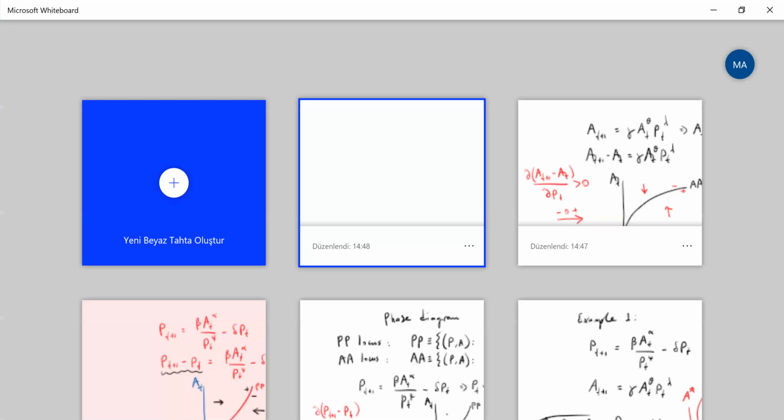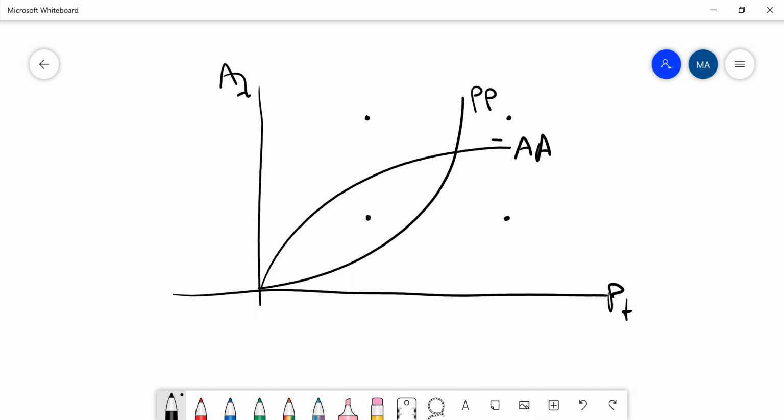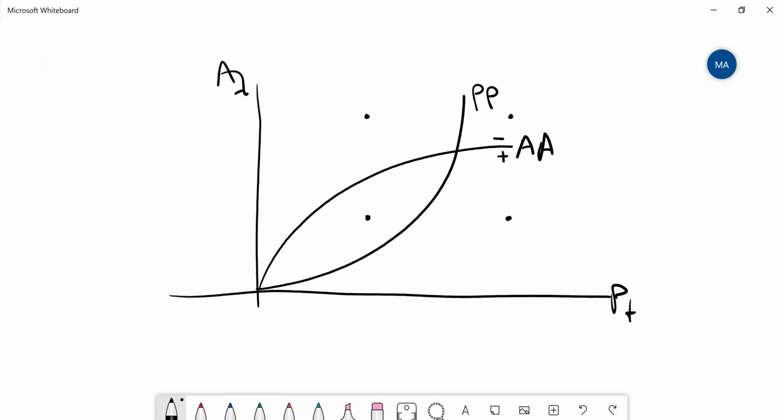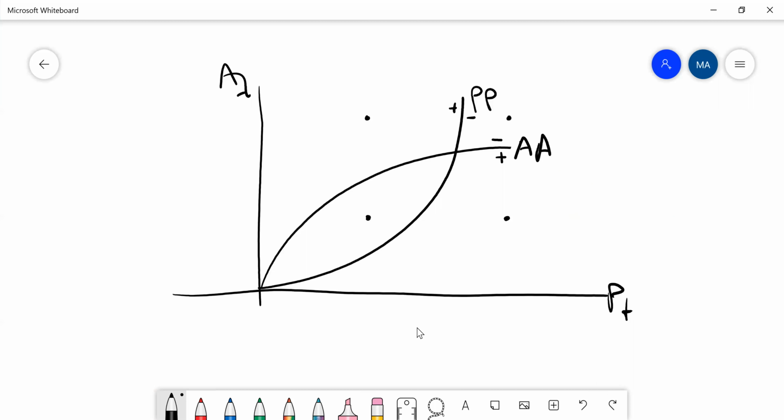So for A, it will be minus positive, and for P, it will be positive negative. All right. So above the PP line, P should be increasing. Okay. And below the PP line, P should be decreasing. Now, above the AA curve, A should be decreasing. Okay. And below the AA curve, A should be increasing.